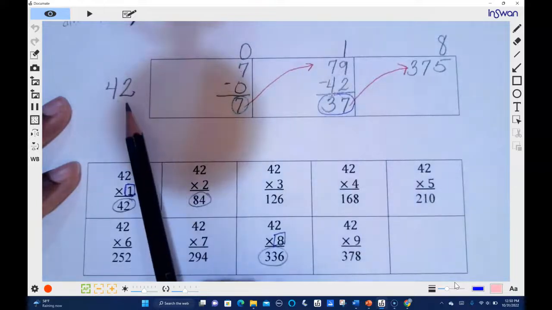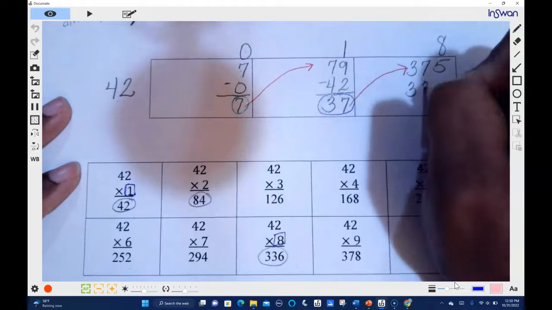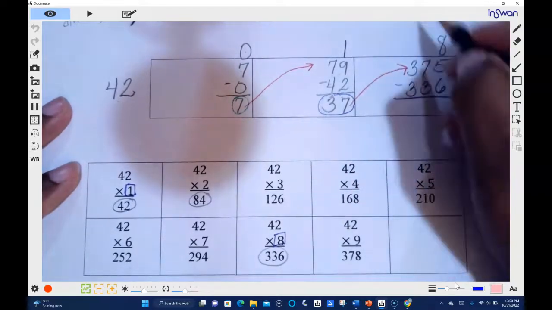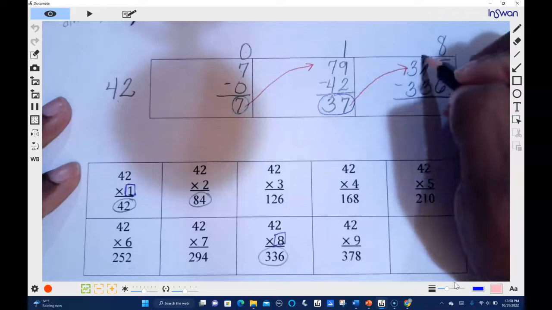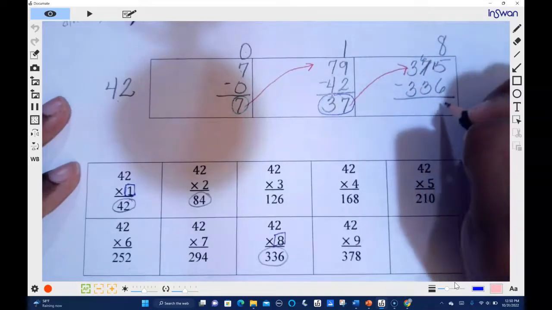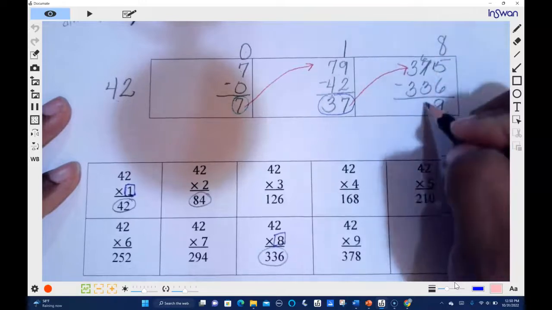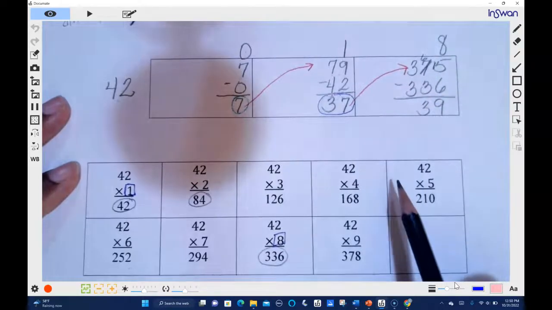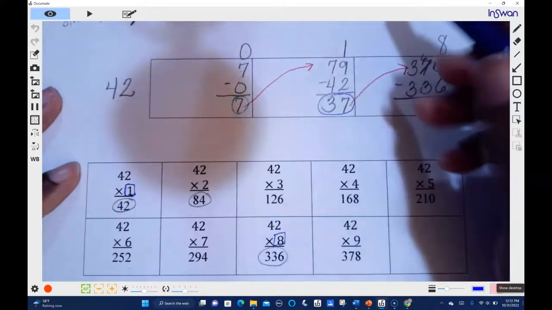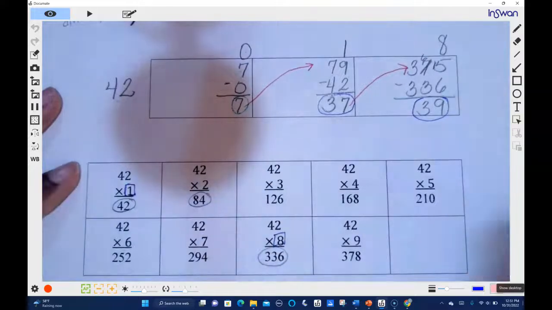Go to my next step and multiply. 42 times 8 is 336. I'm going to subtract. Can't subtract 6 from 5, so I need to borrow. This 7 becomes a 6. This 5 becomes 15. So 6 from 15 is 9. 3 from 6 is 3. Let me compare. Is 39 smaller than 42? Yes, it is.